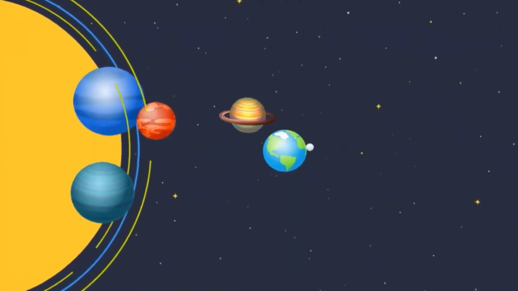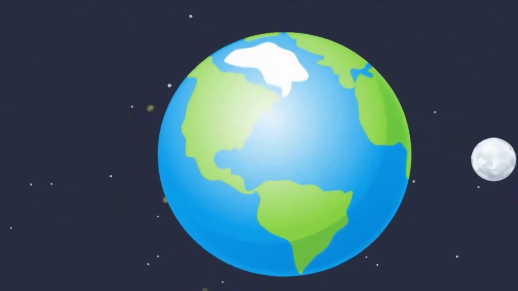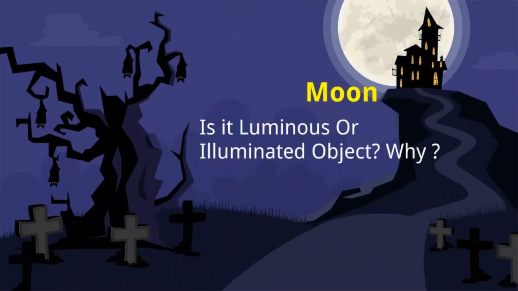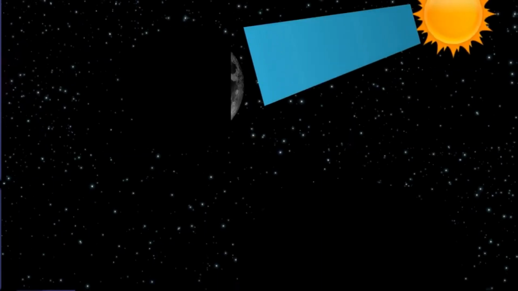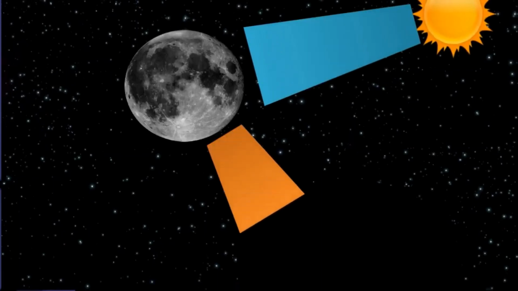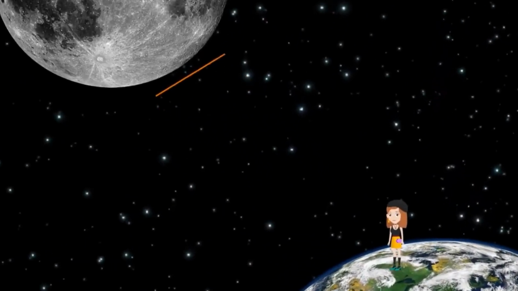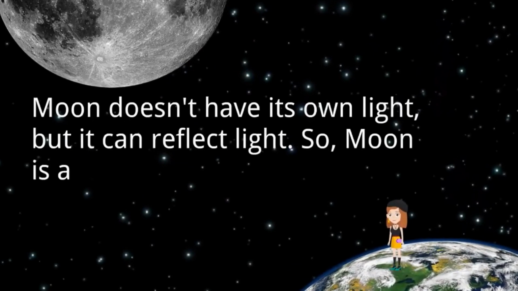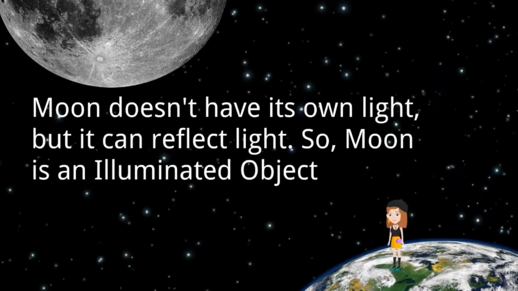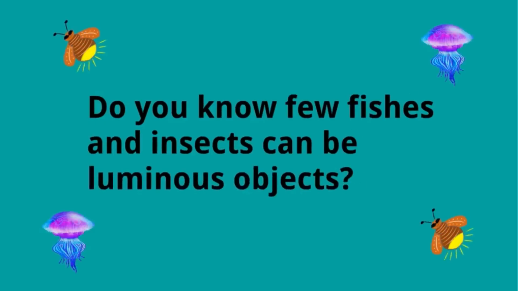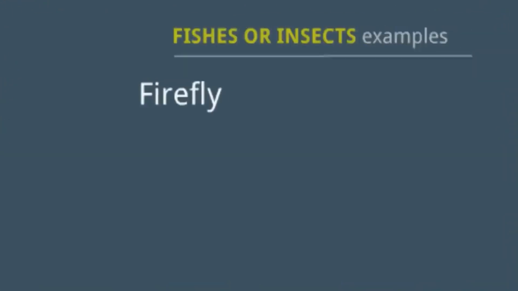Earth is moving around the sun and the moon is moving around the Earth. So sometimes the moon is in a position where the sunlight is falling on the moon and then it is reflected. See, sunlight is falling on the moon and it is reflected to our Earth and we can see it. So from the Earth you can see the moon. The moon doesn't have its own light, although it is bright at night. The moon is an illuminated object.